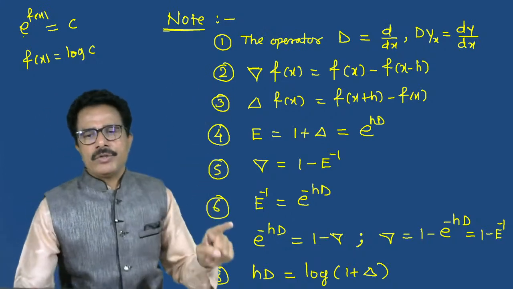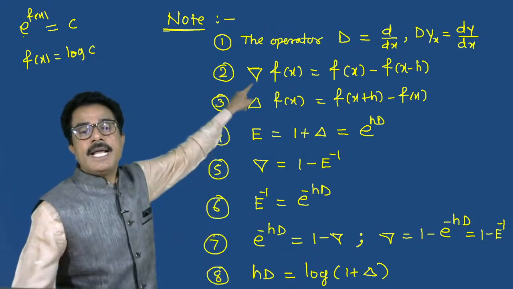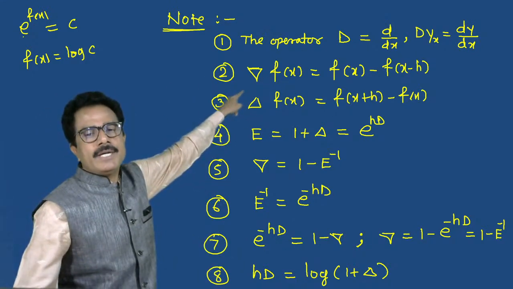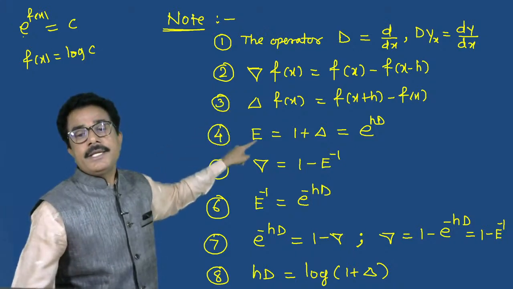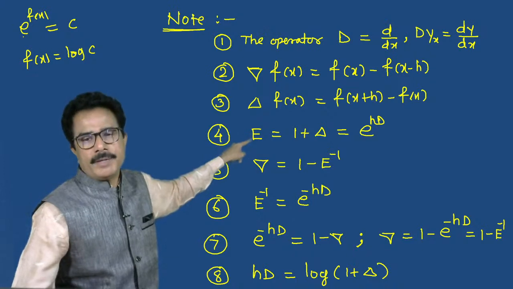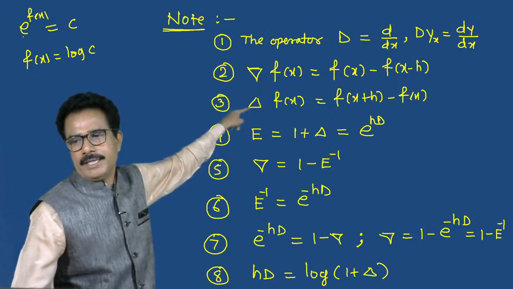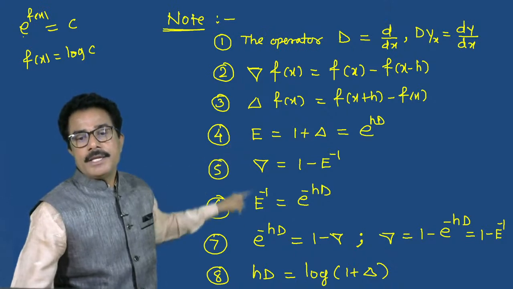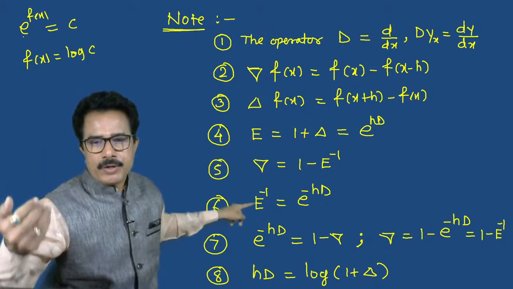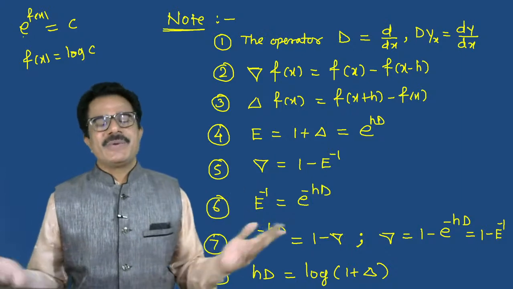D means the derivative operator, del means backward difference operator, delta means forward difference operator, E means forward shift operator, E inverse means backward shift operator. Okay, in this way we can write.